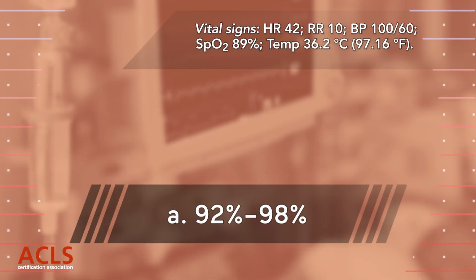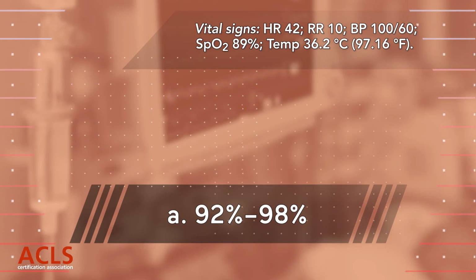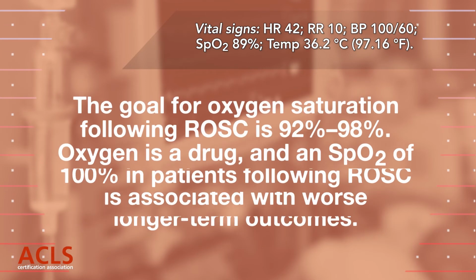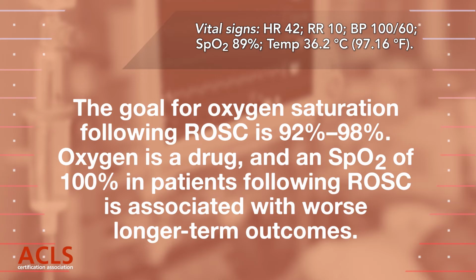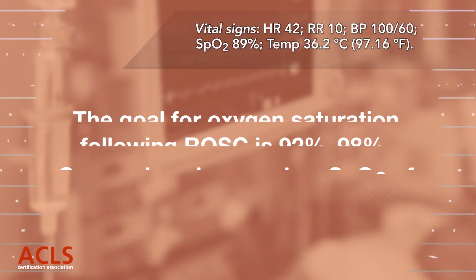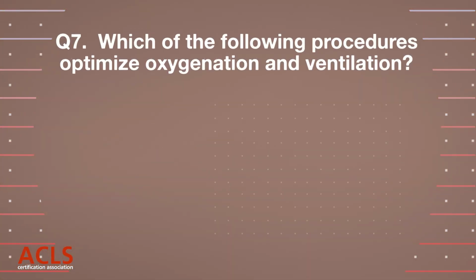Correct answer, A. 92 to 98%. The goal for oxygen saturation following ROSC is 92 to 98%. Question 7. Which of the following procedures optimize oxygenation and ventilation?